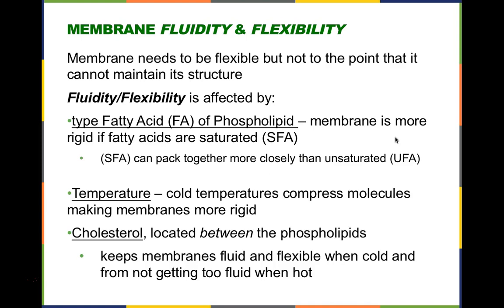If we need a more flexible membrane, then some of the fatty acids must be unsaturated, because all of those double bonds resulting in the little kinks of the fatty acid tails keep them separated a little bit more. For colder temperatures, we want the membrane to be more fluid. For hotter temperatures, we want the membrane to be more packed together or solid.